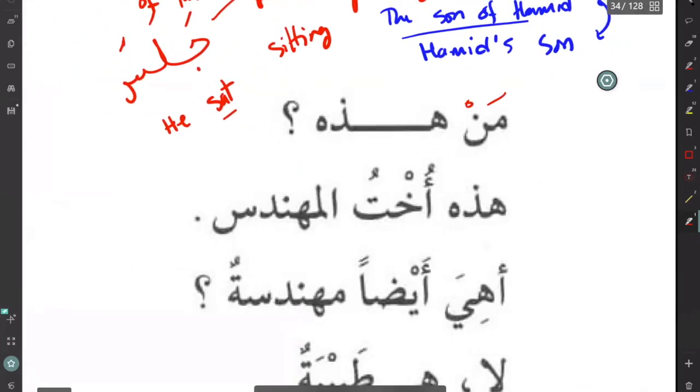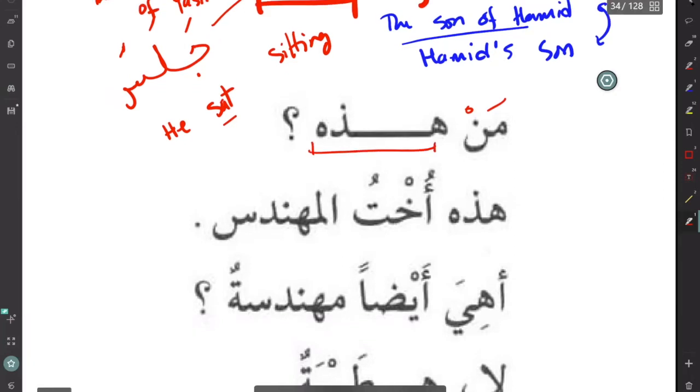So man hadhihi, who is this? When you say man hadhihi, the context is that you know that person is female. Last time we said man hadha, even though you don't know anything about the person, but of course, you know it's a female, that's why you're using man hadhihi. So you say hadhihi ukhtu. Again, ukhtu, because the word is ukhtun.